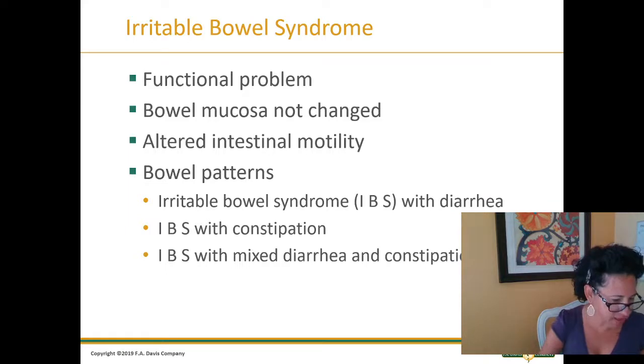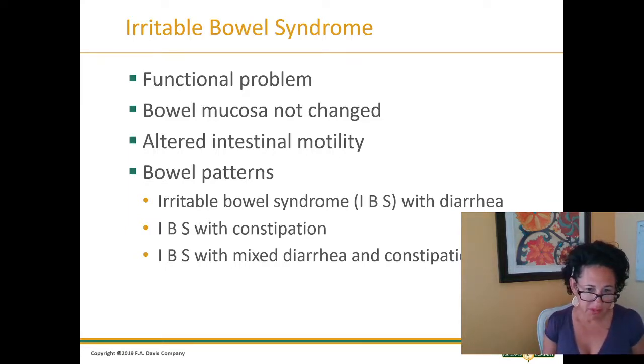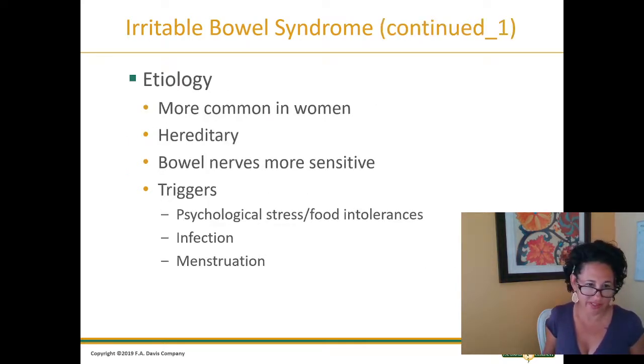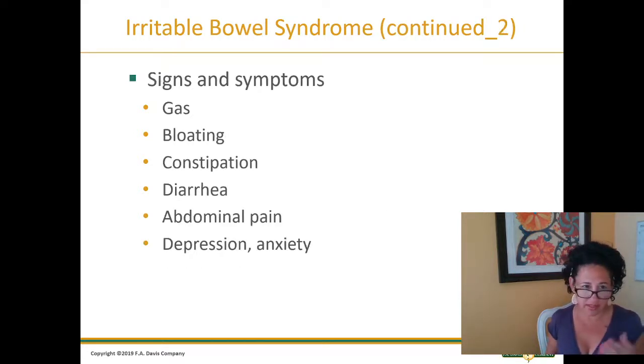It is on page 670 in your book. You can have IBS with diarrhea. You can have IBS with constipation. Or it can be mixed. It's not very fun. Etiology, more common in women. It can be hereditary. Bowel nerves are more sensitive. So triggers can be psychological stress again, food intolerances, infection, menstruation. Some of these are common with these GI disorders. We see these types of signs and symptoms.